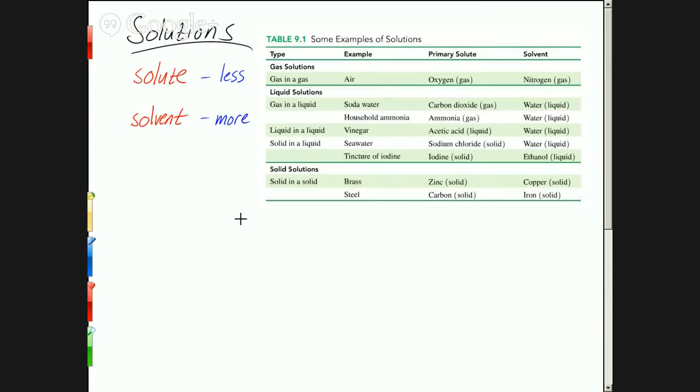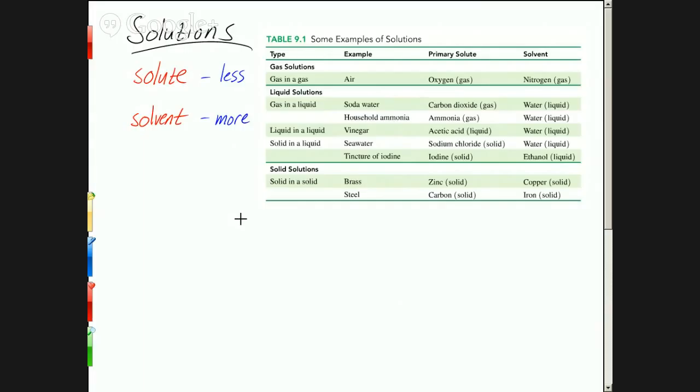Let's go back to gas in a liquid. Some examples they give: soda water, carbon dioxide dissolved in water. Ammonia, which is a gas by itself, dissolved in water. Hydrochloric acid is another good example of that. HCl, hydrogen chloride, is a gas when it's pure. You dissolve hydrogen chloride in water and you get hydrochloric acid. So the acid is actually a solution in water.